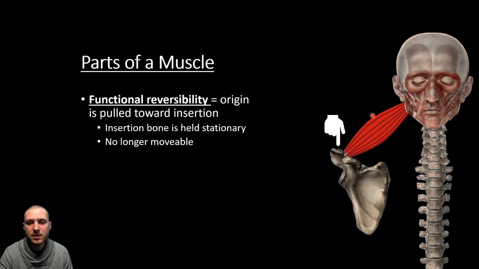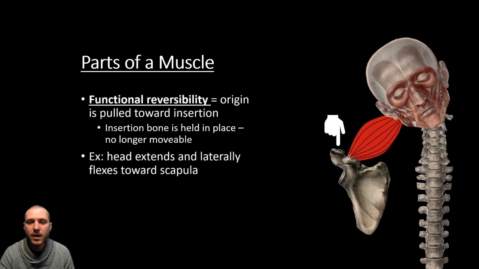But these muscle fibers are still going to contract and they're still going to pull on those two attachment points. Because we're not holding the head still, when those muscle fibers contract, we're now going to move the origin closer to the insertion. So in this case, we're laterally flexing the head and possibly also extending it as well. This would be an example of functional reversibility. You will see this more in the hip and leg muscles.